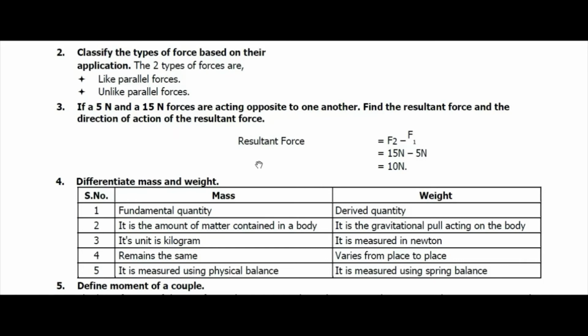To find the resultant force, the formula is F2 minus F1, or the second force value, 50 Newton, minus the first force value, 5 Newton.